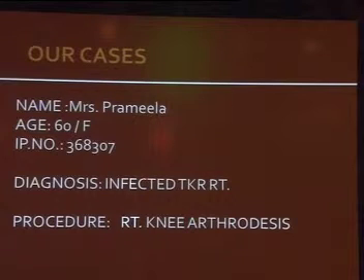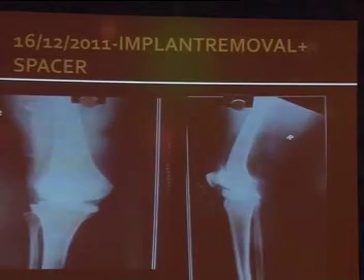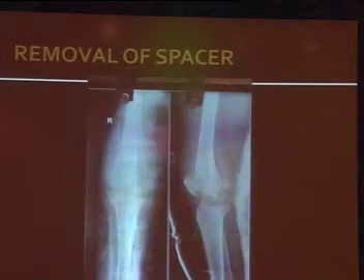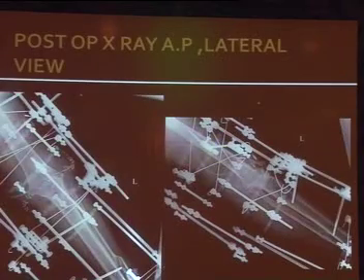Coming to our cases, this is Premila. She had a TKR which became infected. This is the pre-op X-ray, which shows tricompartmental osteoarthritis, for which we did TKR. This got infected, and first we removed the implant. Then we put in the antibiotic spacer. This is the picture after the removal of the spacer. This is the clinical picture showing the infection. And this is the post-op X-ray after arthrodesis.